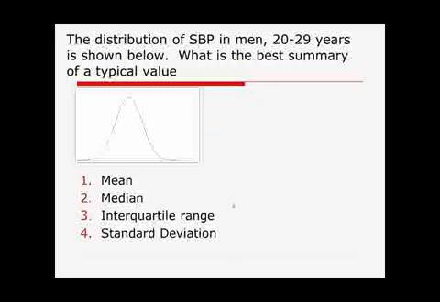Suppose this is a picture of systolic blood pressures in men 20 to 29 years of age. What's the best summary of a typical value here?